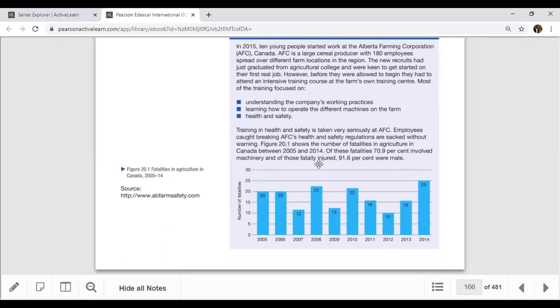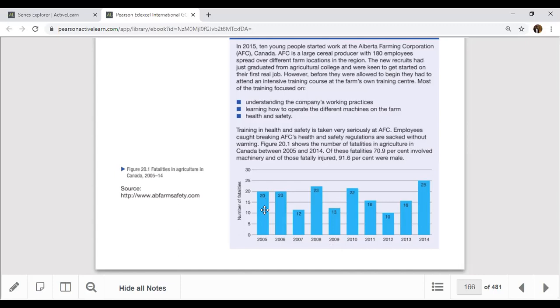You can see these are fatality cases between 2005 and 2014. Fatalities and injuries happen because of farm activities. Sometimes they can be physical injuries, sometimes from the machines they are using. For example, sometimes people fall, sometimes they are hit or cut. So injuries can happen.